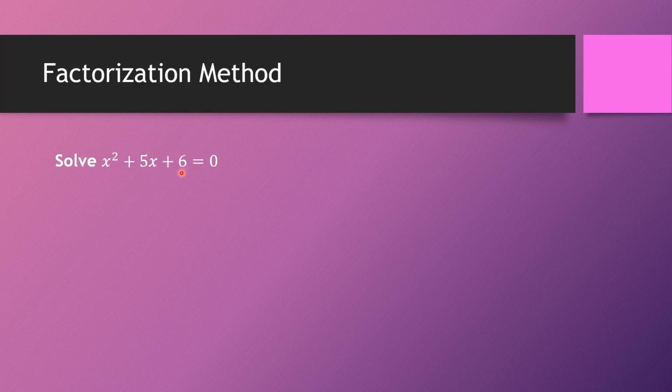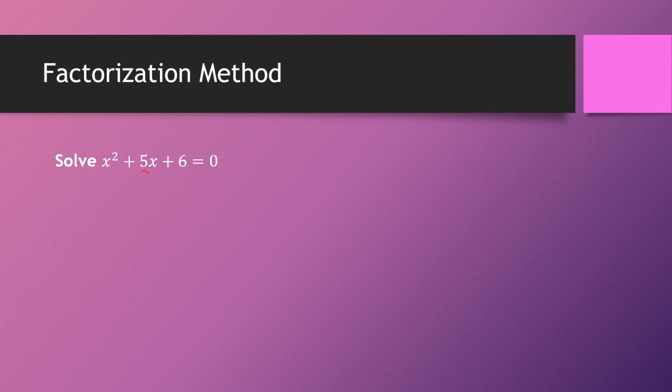It means multiplying I want 6, adding I want 5. So what are the factors of 6? 3 into 2, 6 into 1. I want both numbers positive in multiplication as well as addition. So it cannot be 6 and 1 because 6 plus 1 gives you 7, but I want the answer as 5. So what will be the factors? 3 plus 2.